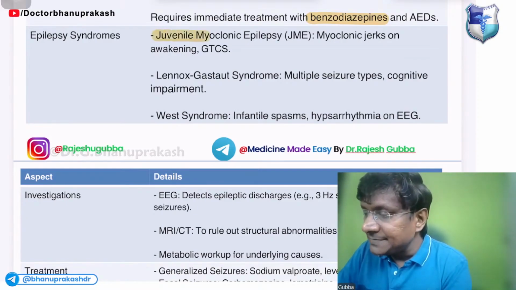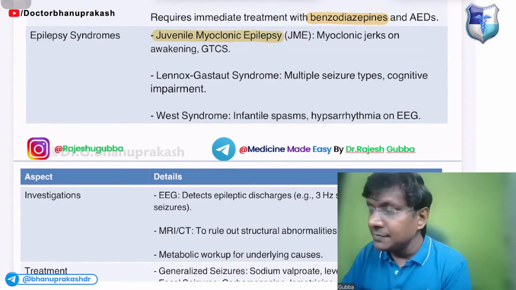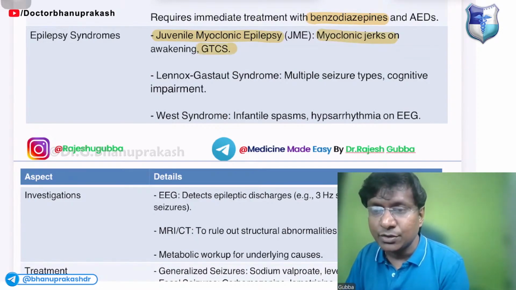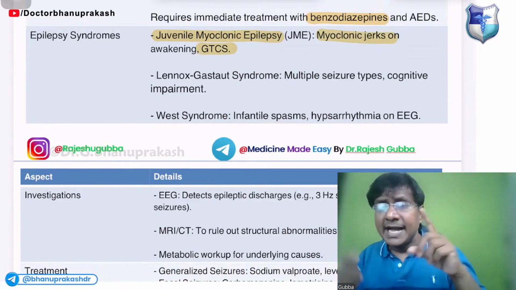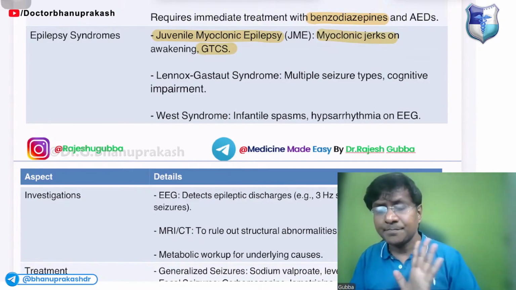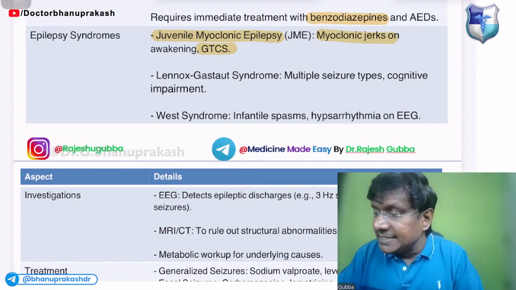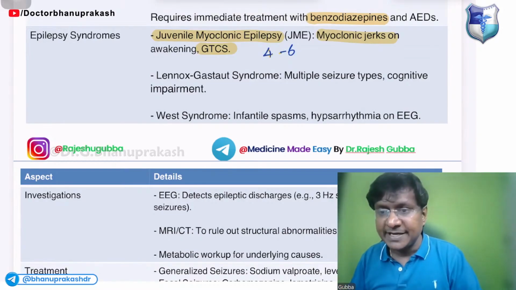And we have some epilepsy syndromes, that is juvenile myoclonic epilepsy, where the individual will have myoclonic jerks. Along with that, there will be development of generalized tonic-clonic seizures. These myoclonic jerks are mainly seen within the upper extremities, and they are very common early in the morning in patients with juvenile myoclonic epilepsy. The drug of choice will be valproic acid, and EEG will show 4 to 6 hertz irregular polyspike activity.